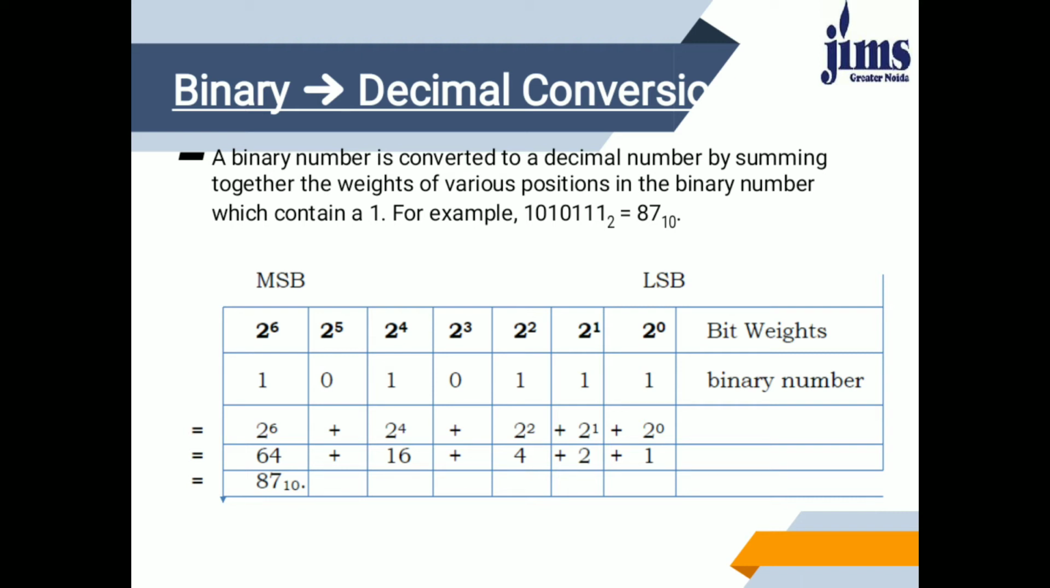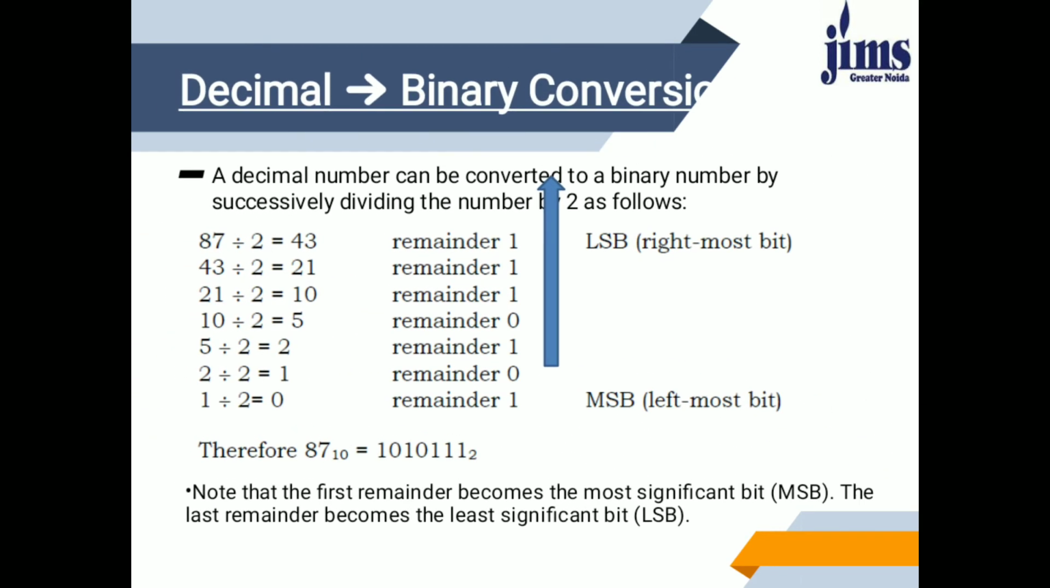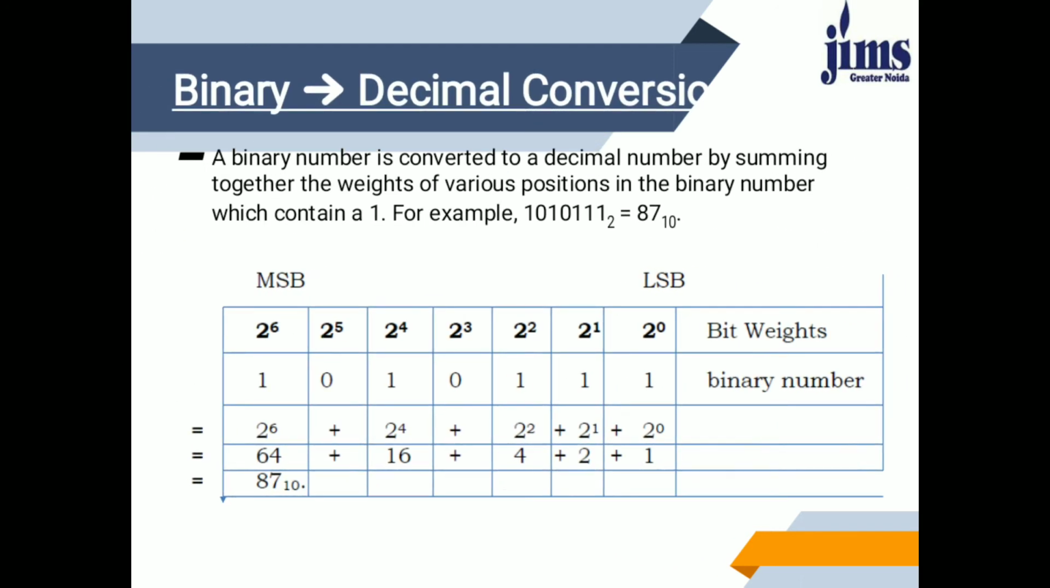Here you can see we took the example of 87. Previously we got the answer 1010111. We take this number 1010111 again and multiply each digit with its weightage. See, I have multiplied. 0 multiplied by any number will be 0. The remaining numbers get added and the answer is 87. This shows that we can convert any binary number into decimal using this concept.